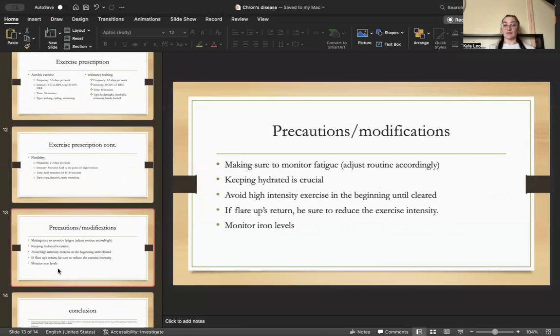So when it comes to precautions and modifications, things that I noted were one, making sure to monitor her fatigue because she did have struggles with that, and adjust the routine accordingly. Keeping her hydrated is crucial, and anyone that is working out, hydration is key. Avoiding high intensity exercise in the beginning until she shows improvement and it's clear to do so. And if her flare-ups return, being sure to reduce the exercise intensity is a must. And also monitoring her iron levels, making sure they maintain proper nutrition, eat before exercising, just to make sure we don't have any issues with that.